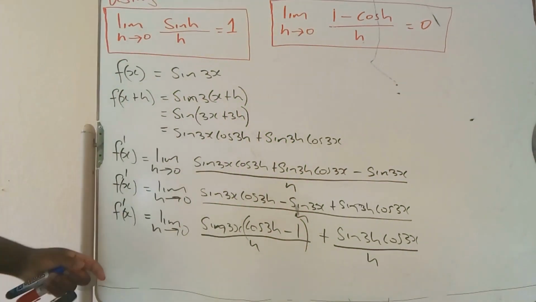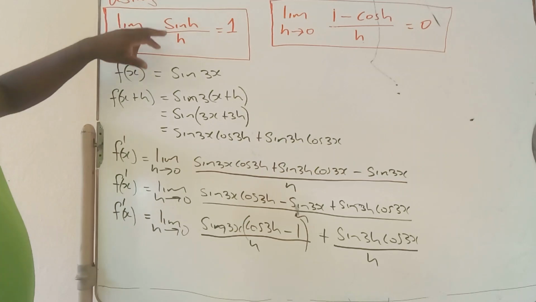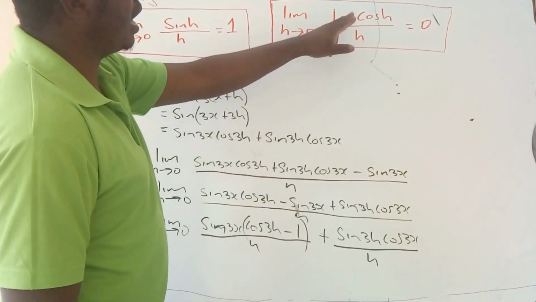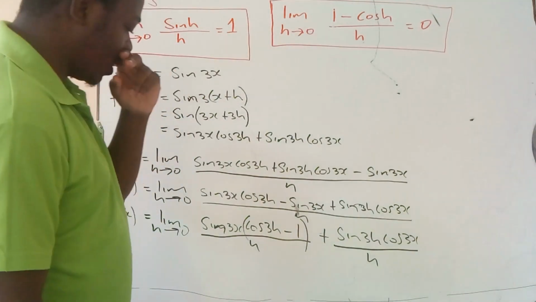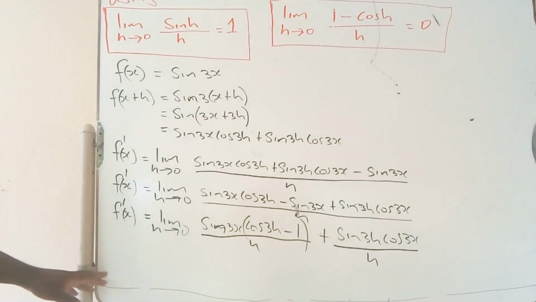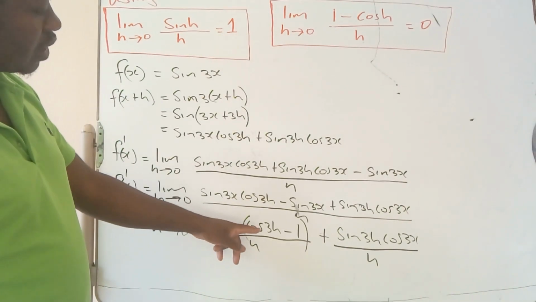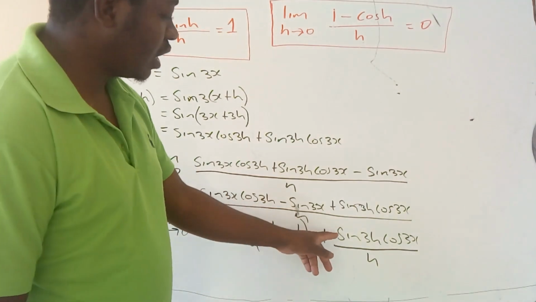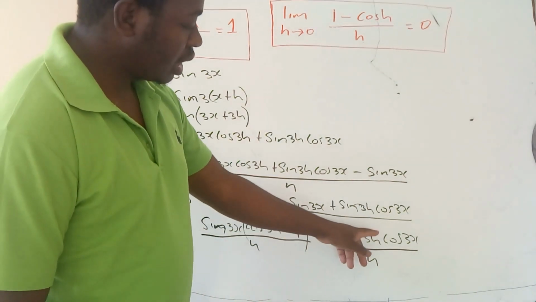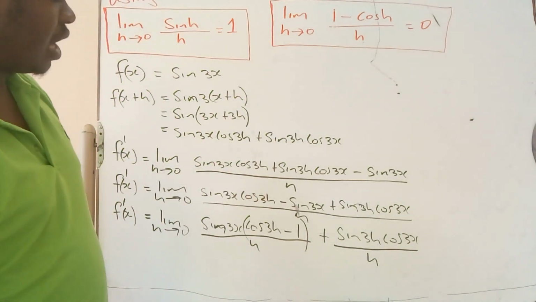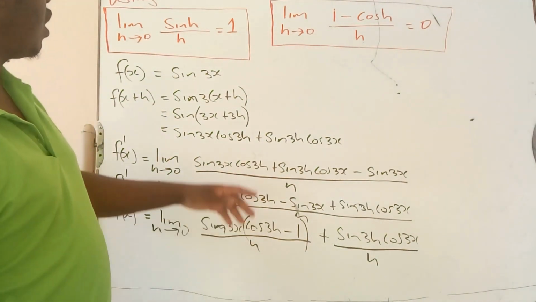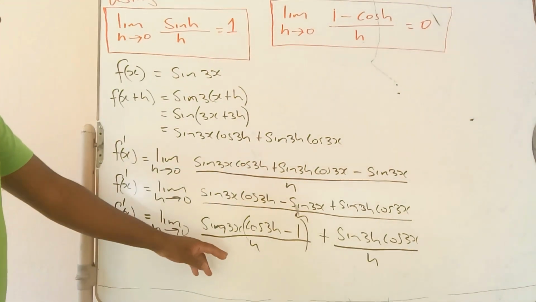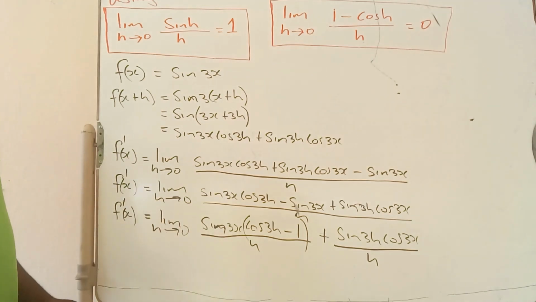Now, we know that sine h over h equals 1. And we also know that 1 minus cos h over h equals 0. But we have a problem now. Here we have cos 3h minus 1 over h. And here we have sine 3h over h. That is not 1. Which means that whichever coefficient is beside the h, we need it here. But how can we get a 3 in the denominator?